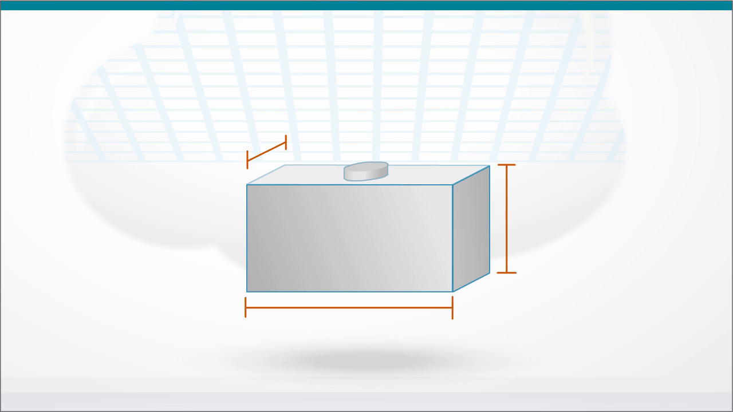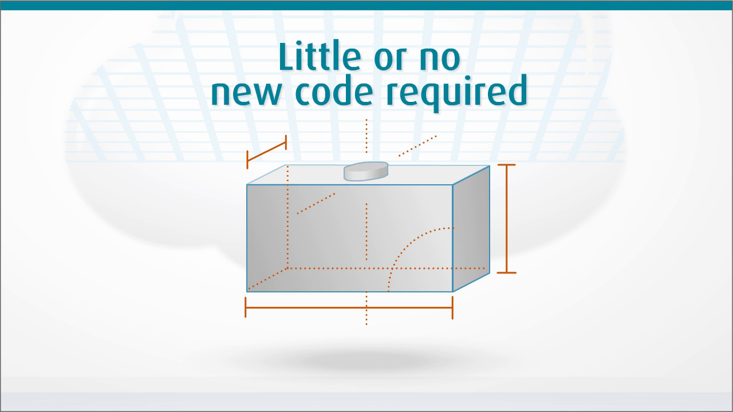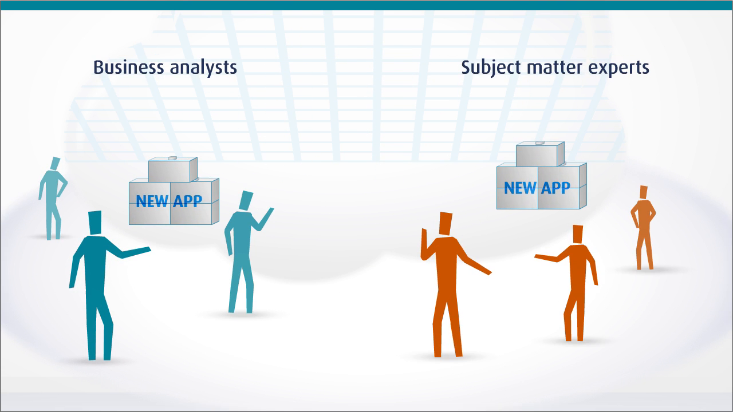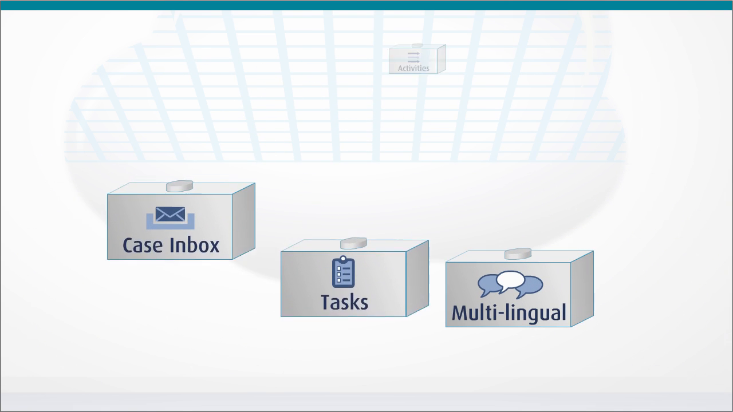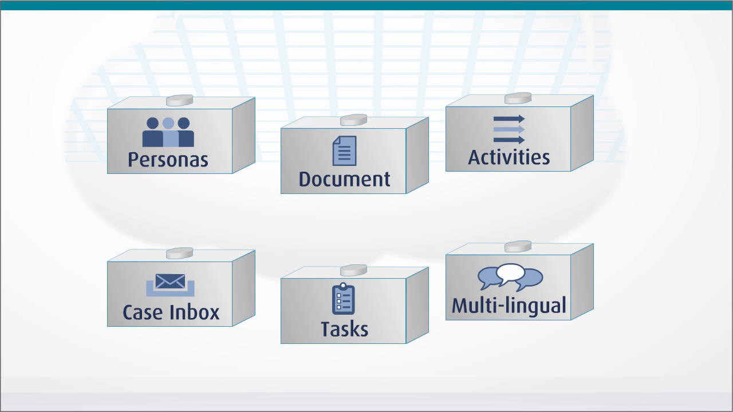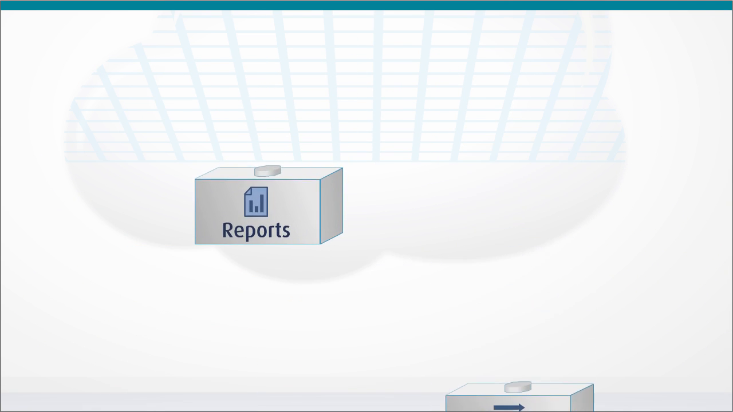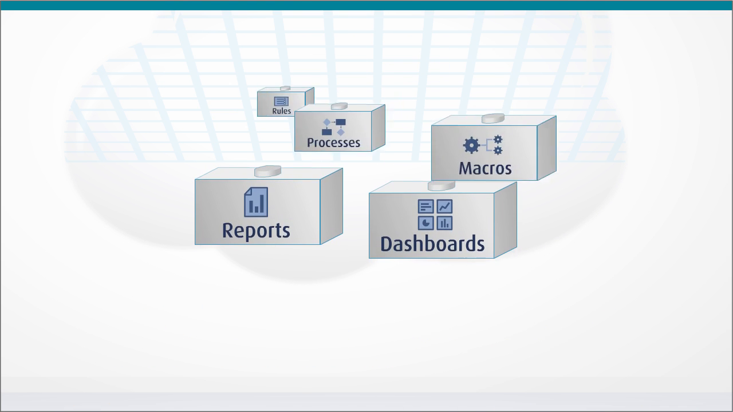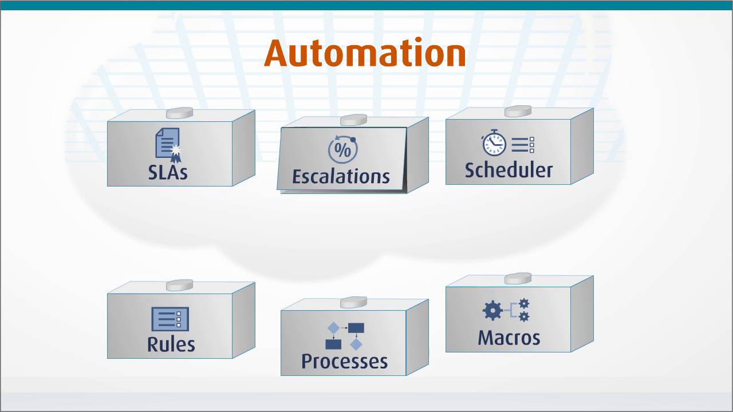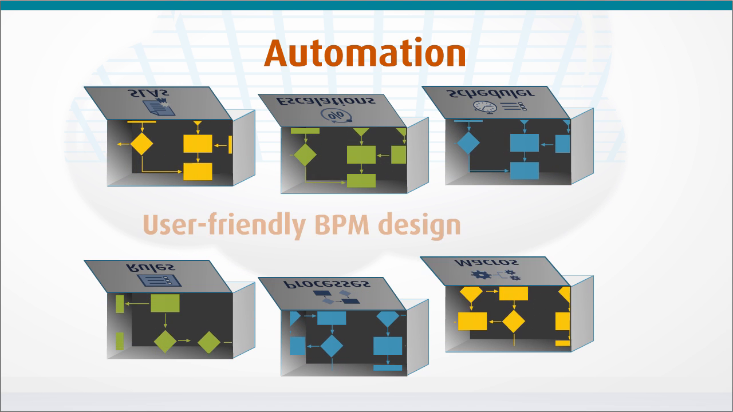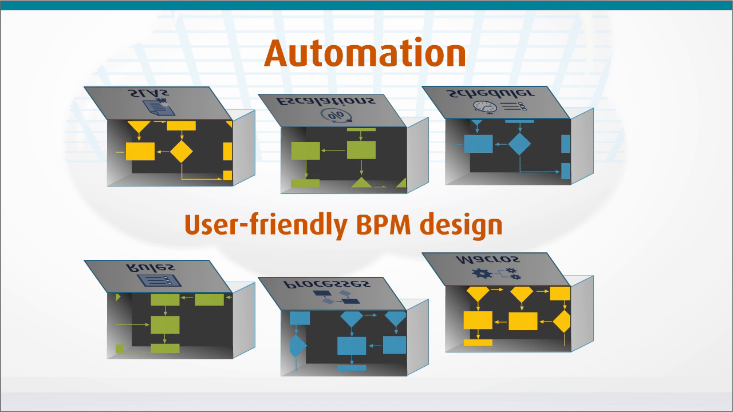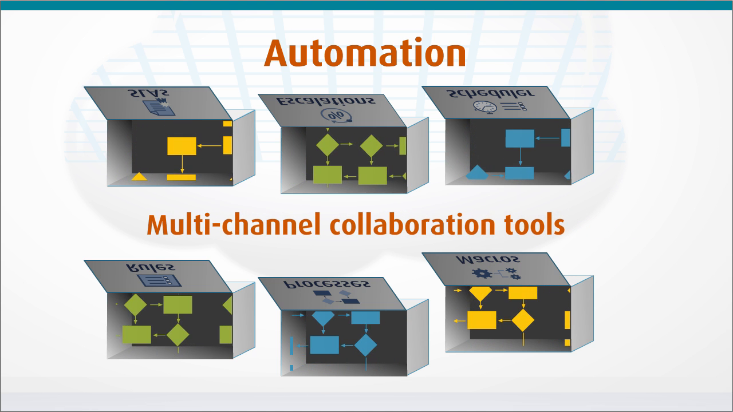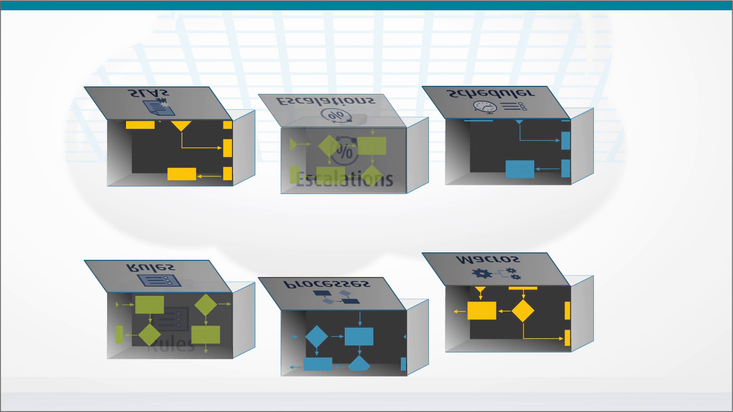The components are precision made so they don't require coding and can be deployed by business analysts and subject matter experts. Whatever the application needs to do, there are pieces to match. You can build in accountability and performance improvement. You also want to build in automation, and Agile Apps Live contains the user-friendly business process management design and multi-channel collaboration tools you need to automate workflows.